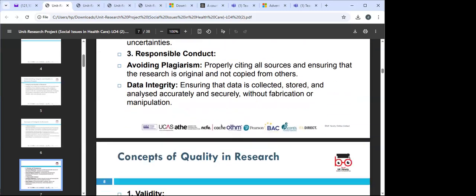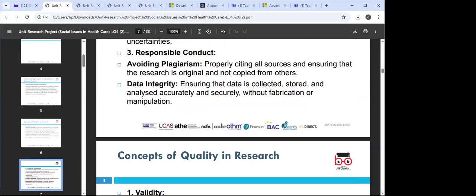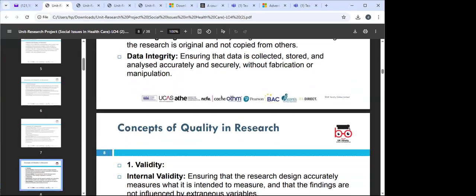Data integrity. In your research work, you are going to present data. You have to define data. You need to interpret those data. And so those data also need to be duly referenced. Wherever you took the data from, don't fabricate those data or manipulate them.